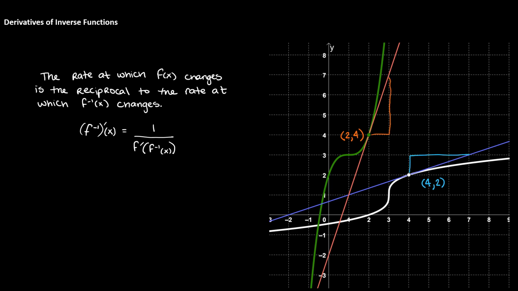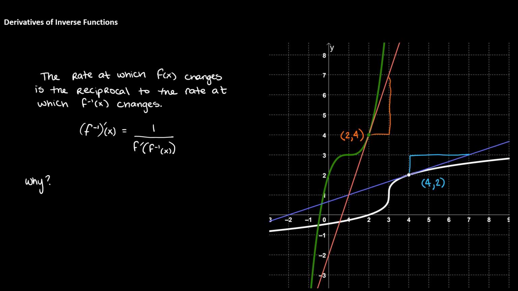Remember, we swapped our x's and y's. So on the original function, the slope of that tangent line goes up 1 over 3. And on the inverse function, the slope of our tangent line goes up 3 over 1. So we've flipped that ratio over. Our rate of change has been reciprocated. So if we ever needed to calculate the rate of change for an inverse function, we can actually use the rate of change from the original function.